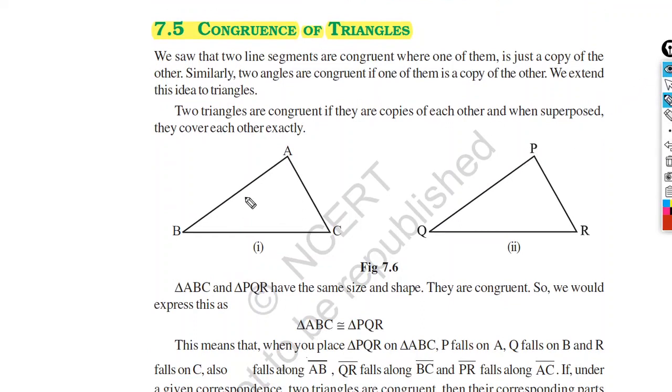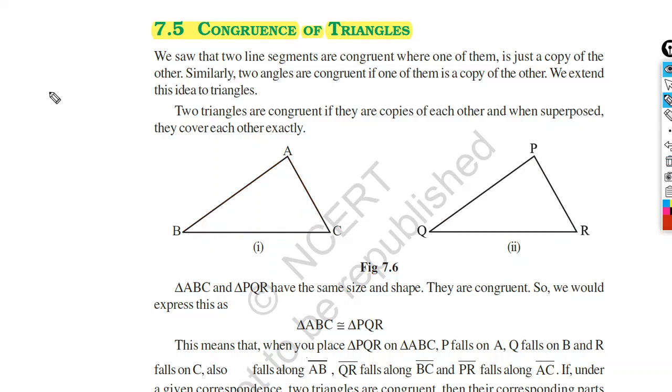Here you can see we have taken one triangle ABC and triangle PQR. Okay, you know what the parts of a triangle are? There are the AB side, AC side, and BC side. Similarly, here are three sides. Three angles are here: angle B, angle A, and angle C. Here angle Q, angle P, and angle R. Okay, these are the parts of this triangle.